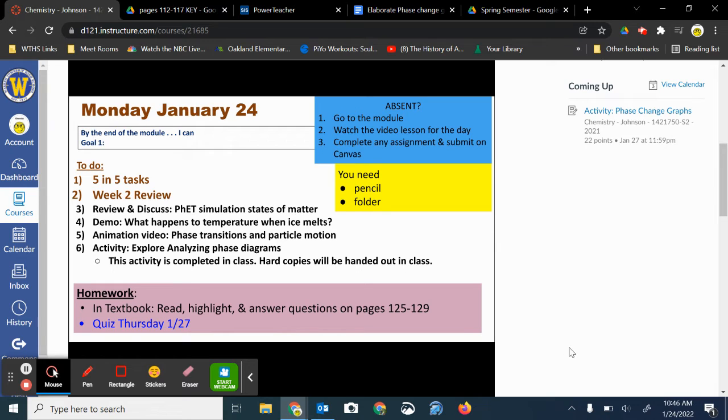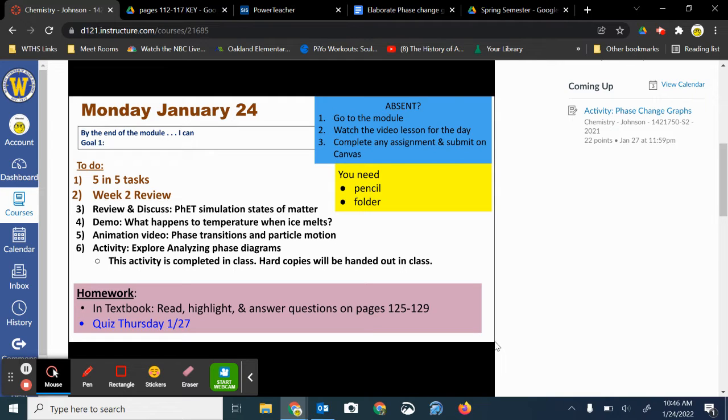All right, today is Monday, January 24th. Today we're going to start off with our week two review to look at the big takeaways from last week's material. Then we're going to review and discuss the FET simulation that was due on Friday. And then we'll do a demo on what happens to temperature when ice melts.